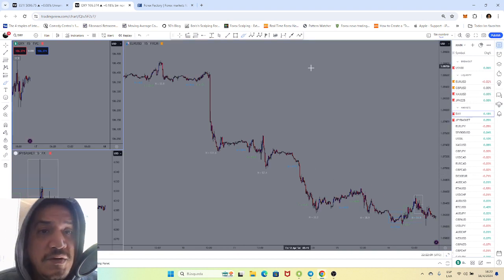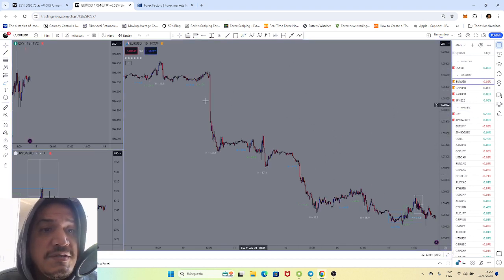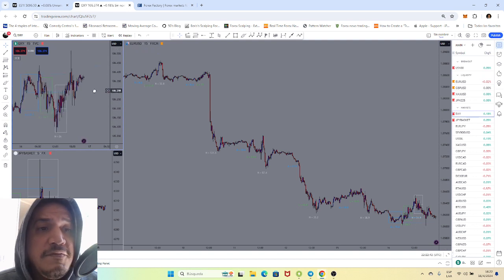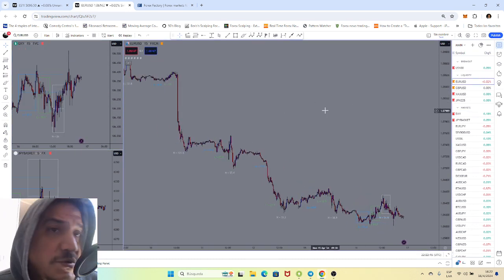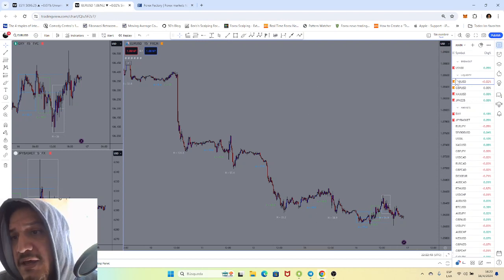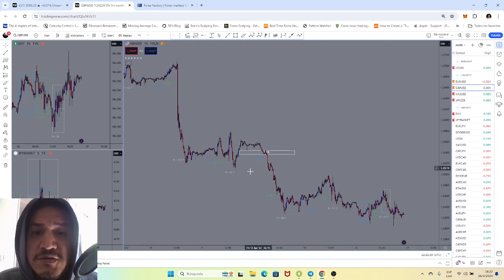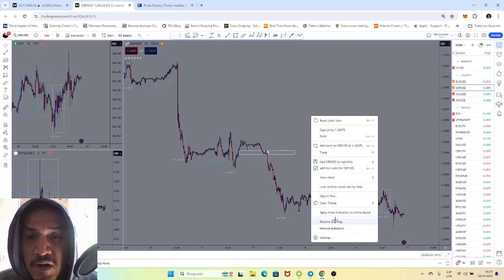Now, on the US dollar side, what I will be looking for are, of course, Euro US dollar shorts. Guys, Euro US dollar shorts are in play. GBP US dollar shorts also in play.